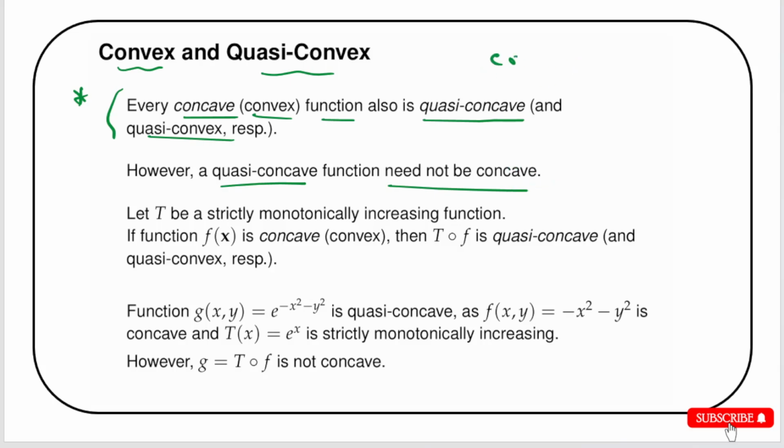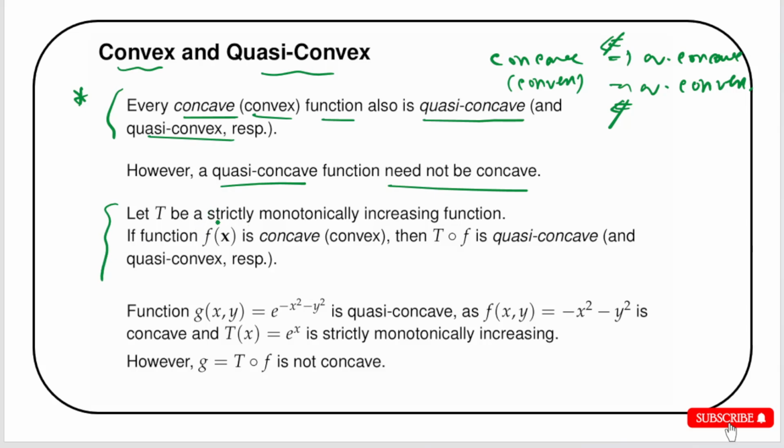So what I am saying is that every concave function is quasi-concave, and every convex function is quasi-convex, but the reverse is not true. Every quasi-concave function is not a concave function, every quasi-convex function is not a convex function, right? So basically quasi-convexity is a weaker condition, which we will understand in a while. Every convex or concave function is quasi-convex or quasi-concave, but the reverse is not true.